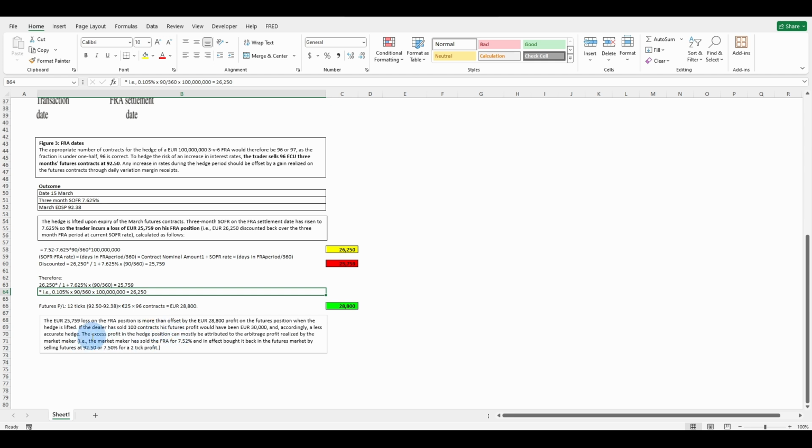The excess profit in the hedge position can mostly be attributed to the arbitrage profit realized by the market maker. The market maker has sold the FRA at 7.52 and in effect bought it back in the futures market by selling at 92.50, or 7.5, a 2-tick profit.